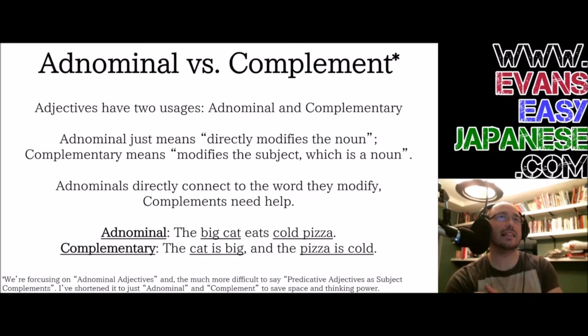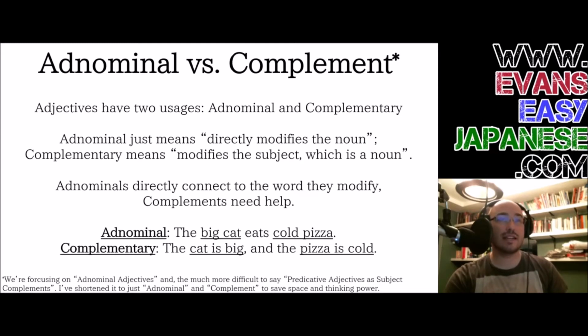Adnominals versus complements. Notice this is spelled L-E-M-E-N-T. A complement is basically when we say a dog is red. A dog and red are complementary to one another. Adjectives have two usages, adnominal and complementary. Adnominal just means directly modifies the noun, whereas complementary kind of just means modifies the subject, which is a noun. Usually there's a verb in between them, or a verb is necessary, or the idea of something like a verb is necessary.